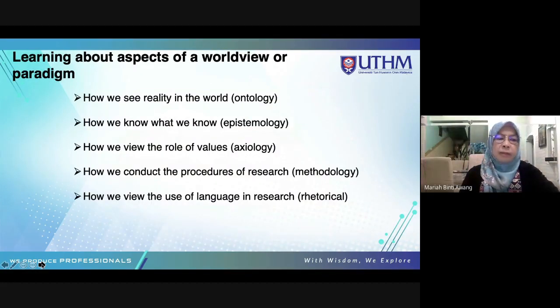Learning about aspects of a worldview or paradigm, there are some terms we need to know. The first one, ontology. Ontology means how we see reality in the world. Second, epistemology, how we know what we know. Axiology, how we view the role of values. Methodology, how we conduct the procedures of research. And rhetorical, how we view the use of language in research.